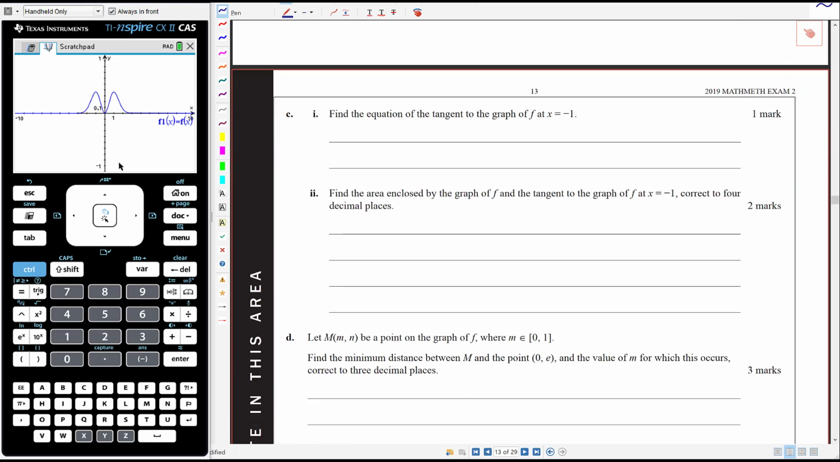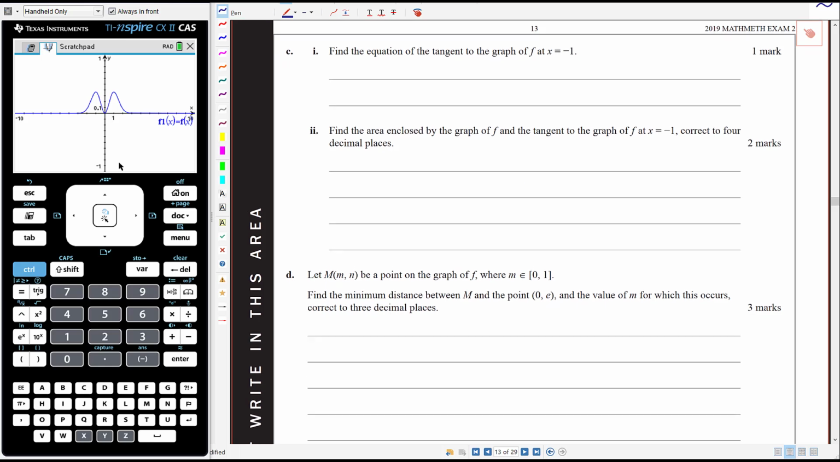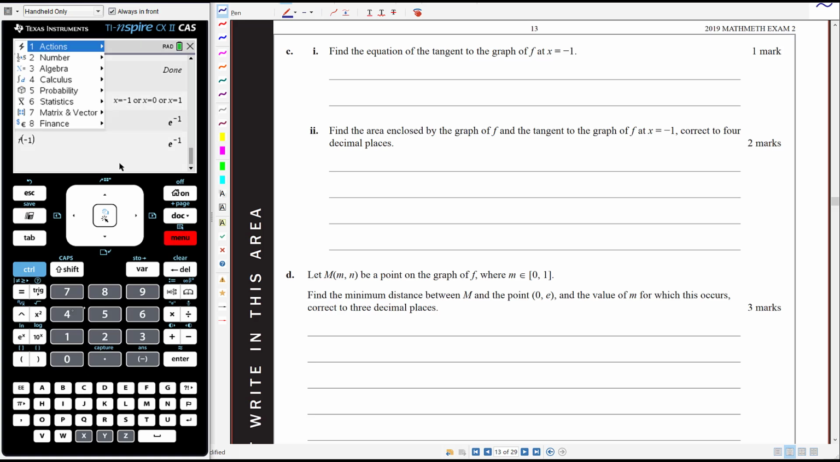Same thing. Okay, part E, find the equation of the tangent to the graph of f at x equals negative 1. This is very simple with your CAS. Don't ever find tangents by hand in a tech active paper. So menu 4.9, tangent line, we want tangent to f of x, comma, when x equals negative 1.